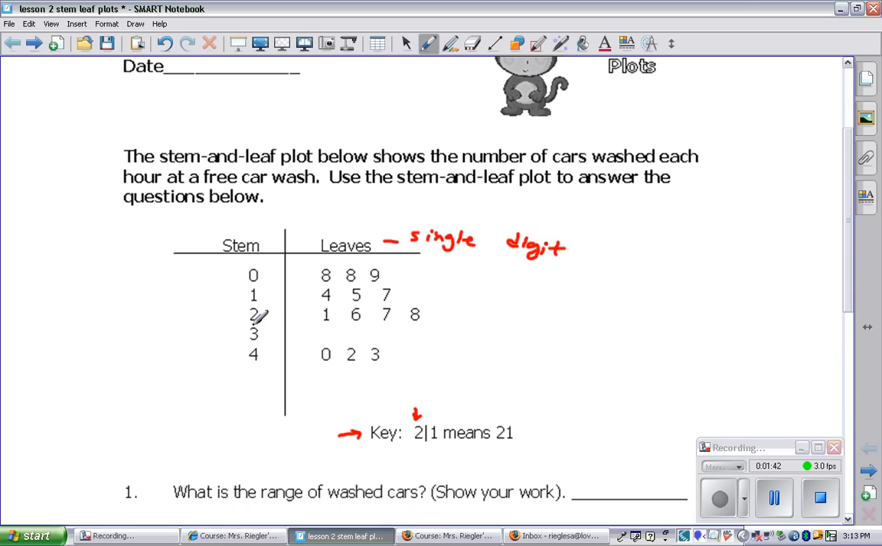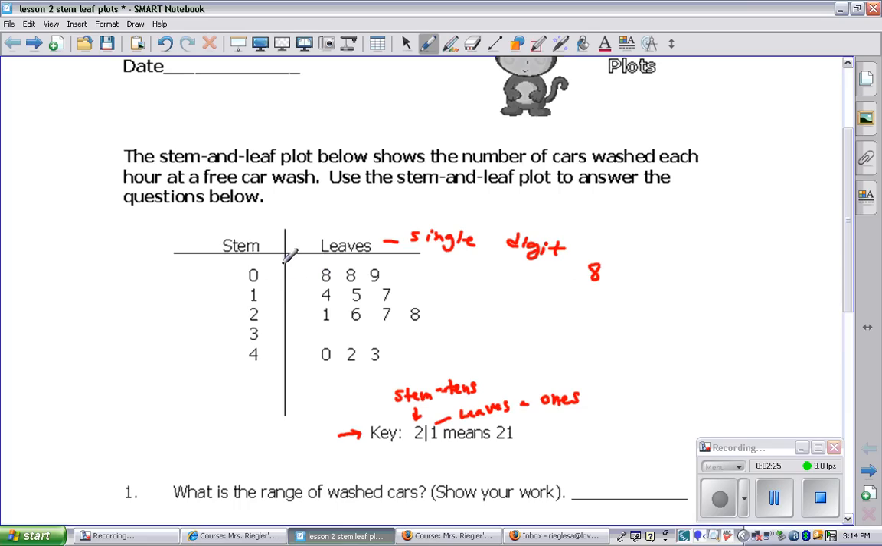So if I apply that to all of these pieces of information up here, if 2, a bar, and 1 means 21, then the 2, which is my stem, must equal the tens place. And then my 1, which is the leaves, must equal the ones place in this case. It's really just a matter of what is the place value of each of your stems and what's the place value of your leaves. So on my stems, a 0, the vertical bar, and then an 8 stands for 0 tens and 8 ones, which is a total of 8.